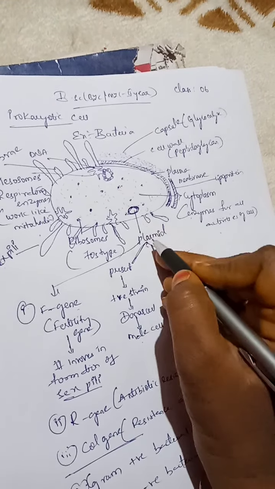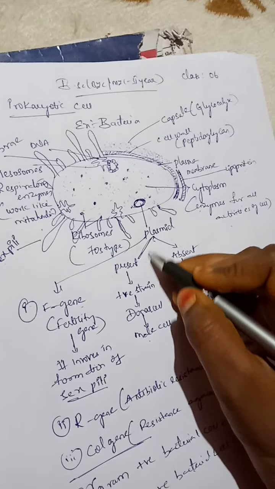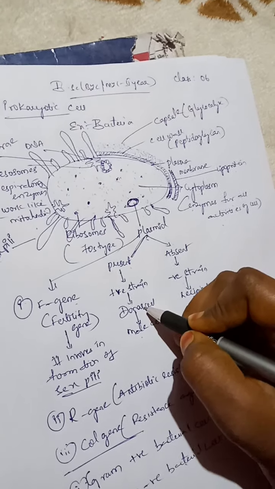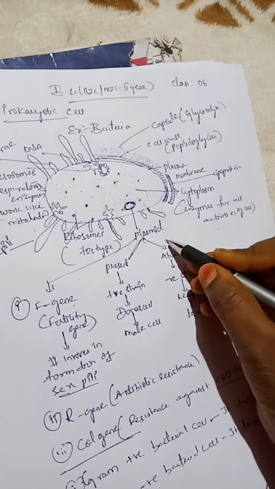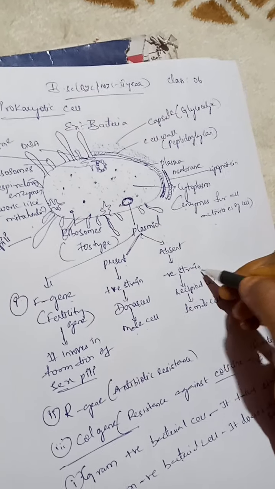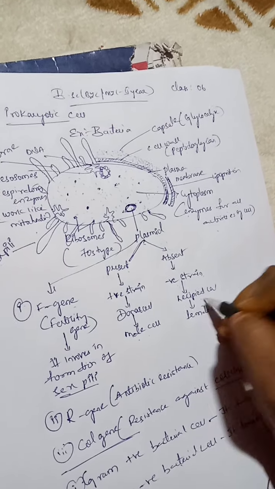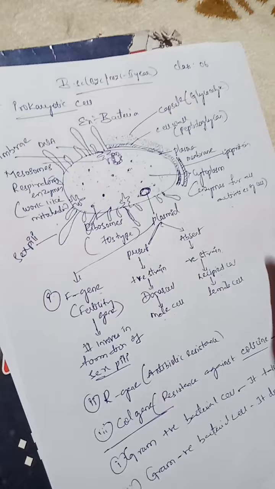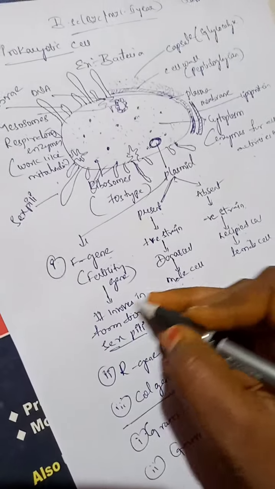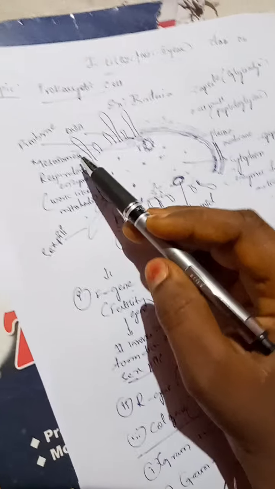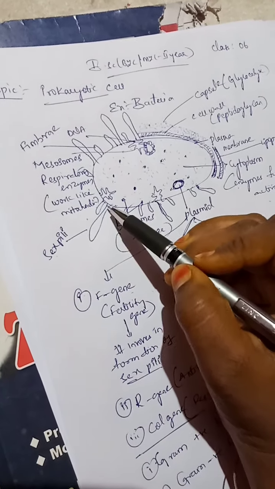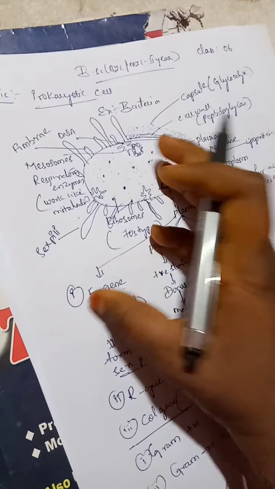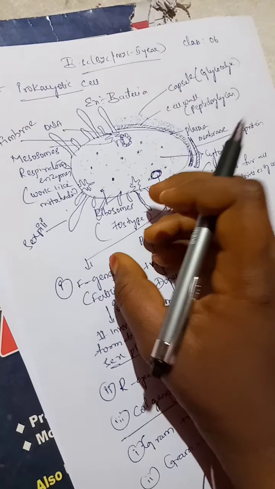If the plasmid is present, it is called a positive strain, also termed a donor cell, which is considered the male cell. If the plasmid is absent, it is called a negative strain, also termed a recipient cell, the female cell. The plasmid has three important genes. The F gene, the fertility gene, is involved in the formation of sex pili. I have drawn the sex pili here: bigger finger-like projections that help the male catch the female cell for exchanging genetic material.